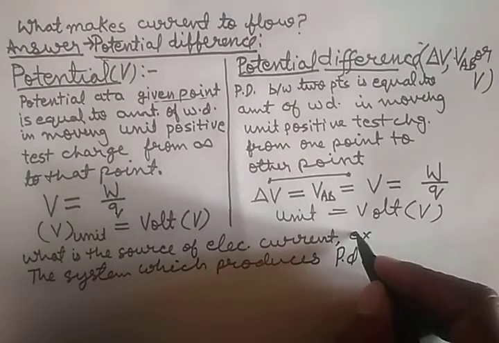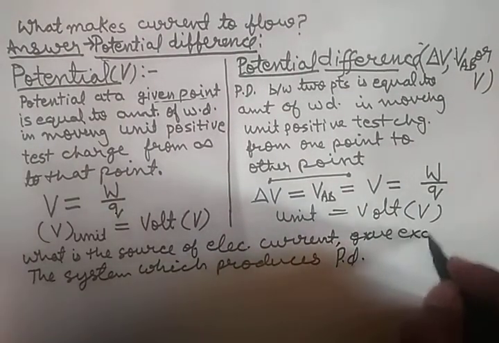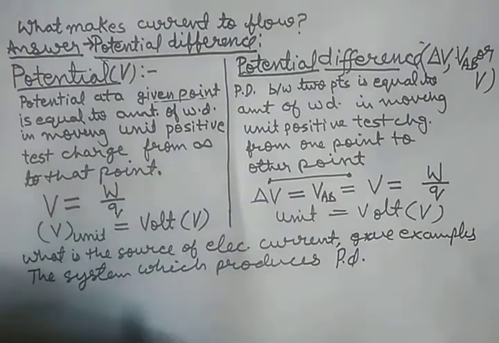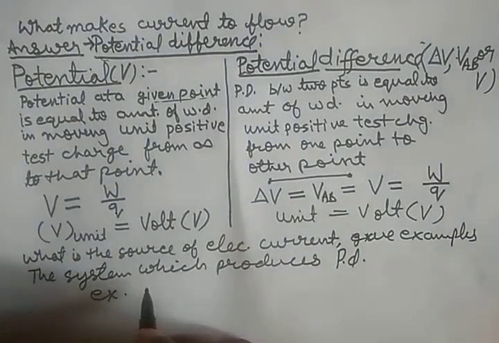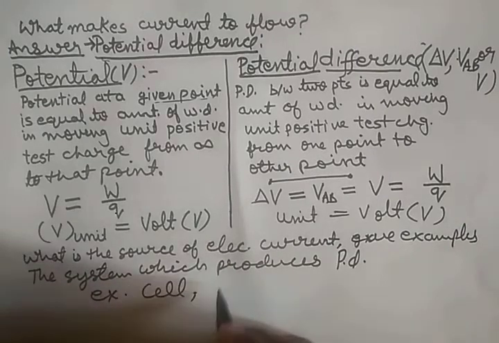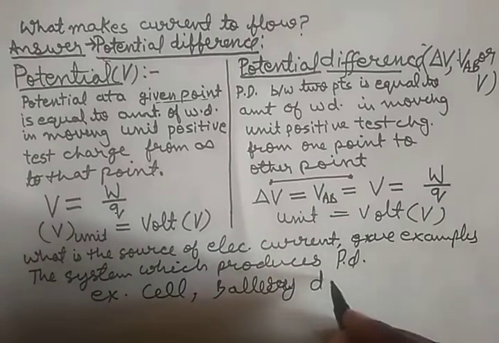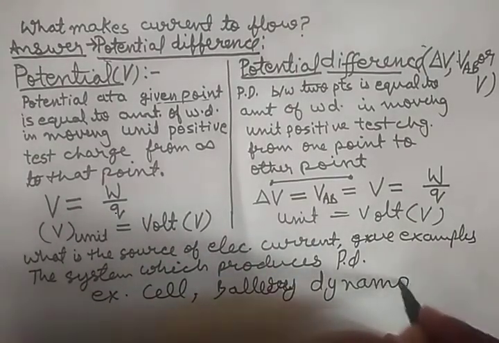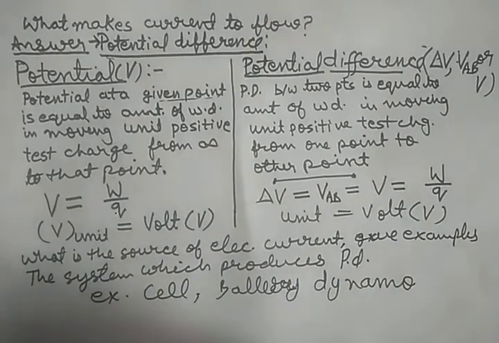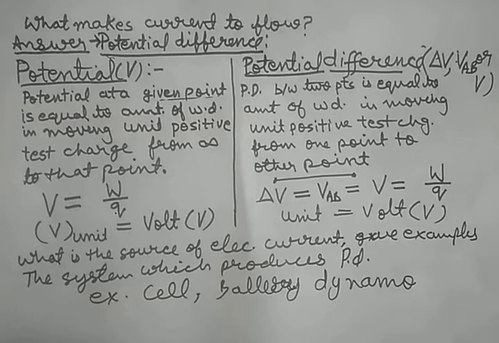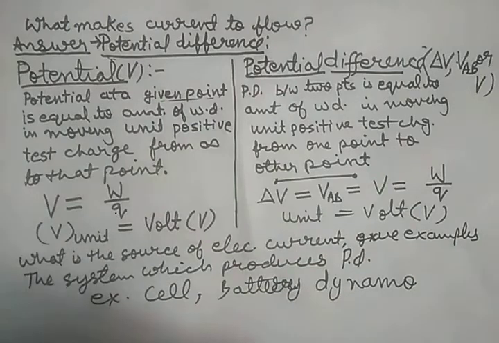Give examples, let us suppose. So we have examples like cell, like battery, like dynamo. Now what is dynamo? Dynamo is electric generator. It can produce two types of currents, alternating and direct. So yeah, let's discuss about these cell, battery and dynamo.